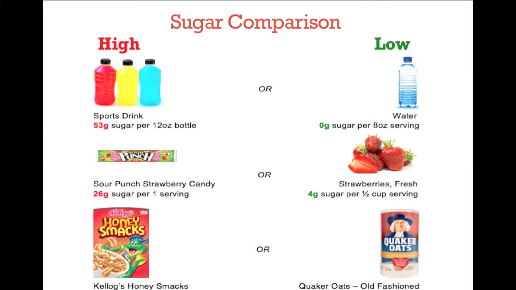Now look at these comparisons. You can save yourself a lot of extra calories and sugar by checking the food label. Fruits and vegetables naturally contain sugar, but in very small amounts compared to candy and flavored drinks, or even processed cereals, which tend to have a lot of added sugars.